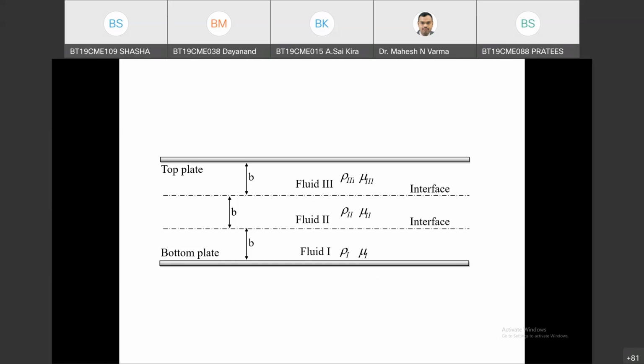This is the syllabus which we have covered till now. If you have doubts, and this is just a practice problem. Now we have solved a two-layer problem, and this is a three-layer problem.